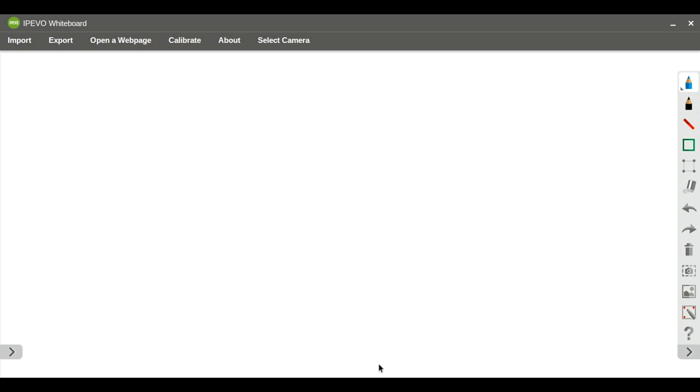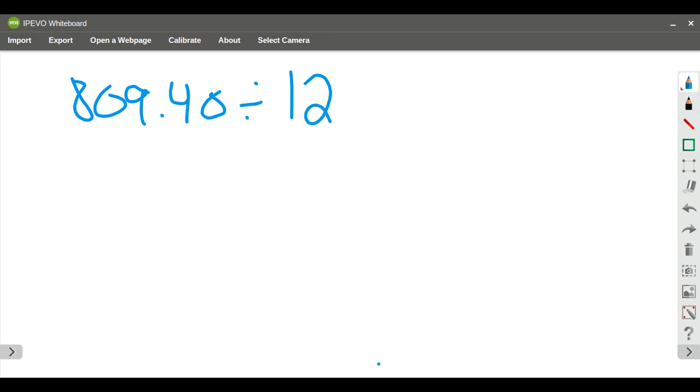The next problem that we are going to take a look at is going to be on the next page. And so it says Gina will make 12 equal payments to pay for her new computer. How much is Gina's monthly payment? If we take a look, the total cost of the computer is going to be $809.40. And she's going to make equal payments of 12. So she's going to make the payments in 12 installments.